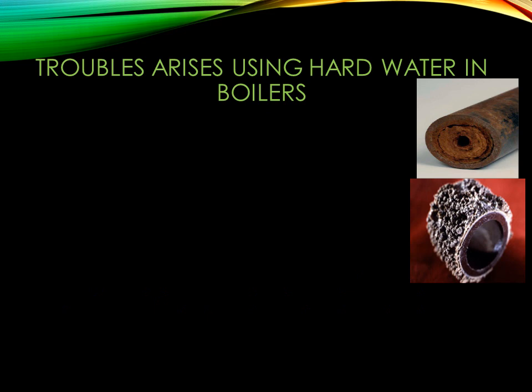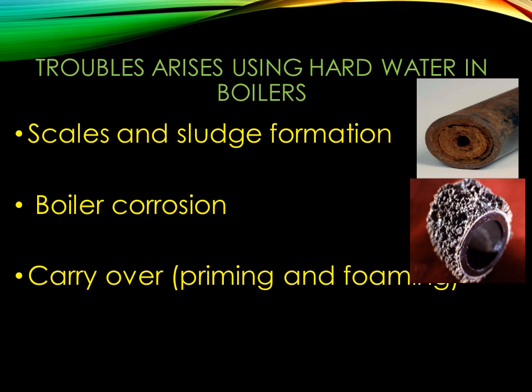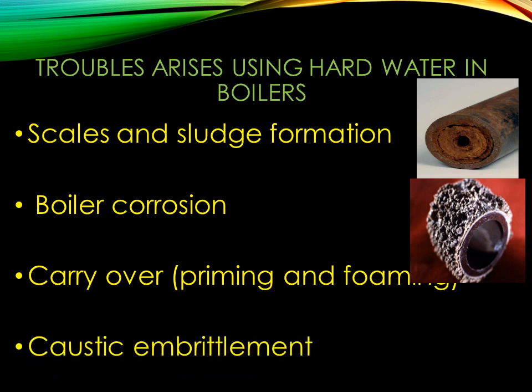What are the troubles of using hot water in boilers? Scales and sludge formation, boiler corrosion, carryover process, that is priming and foaming, and caustic embrittlement. These are the major problems that arise when using hot water in boilers. See, the pictorial representation is given at the side.